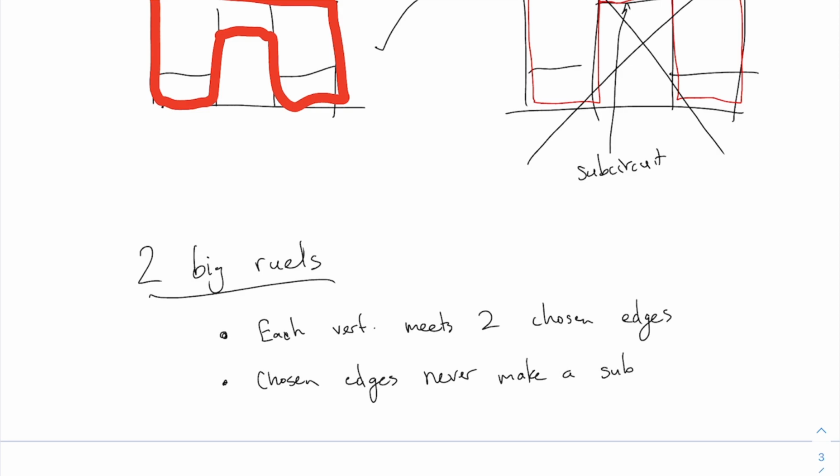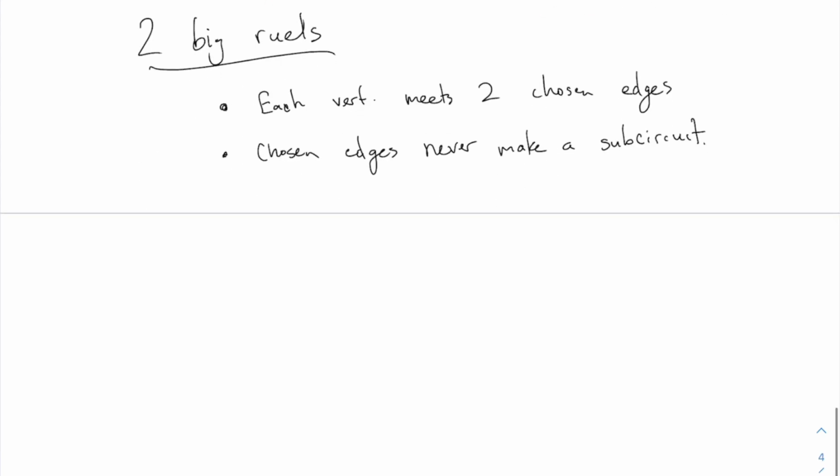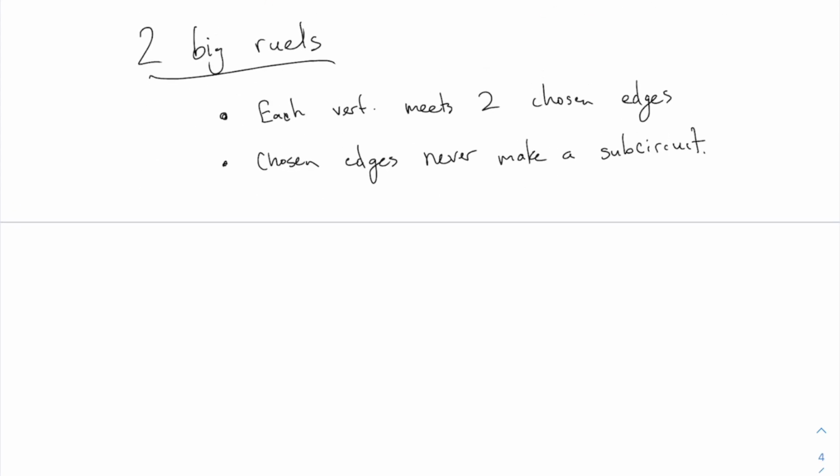And you can use those two rules together to find Hamilton circuits in all kinds of different example graphs. Let me just do one example which uses this sub-circuit thing. How about this example here?